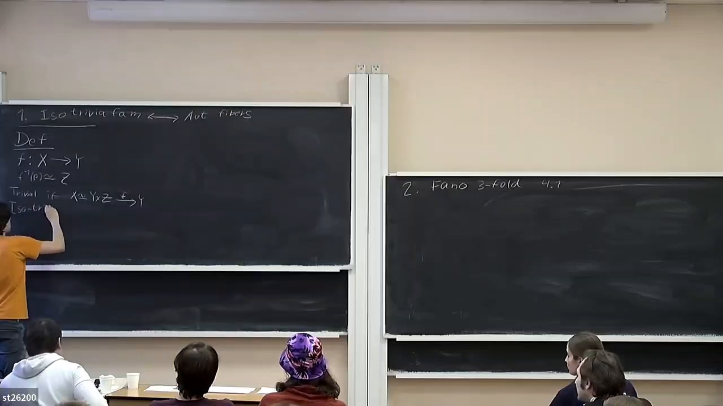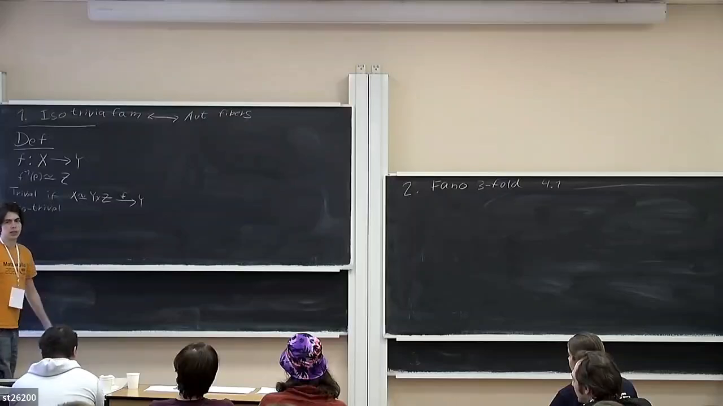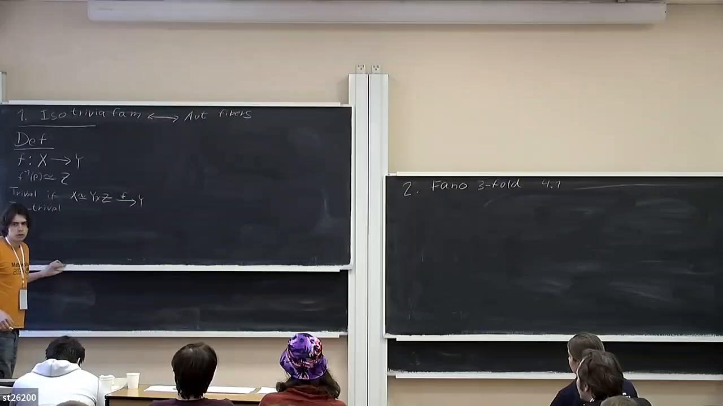So we want to use what type of variety? Smooth projective. Okay. And over a field? Yeah, over a field, I think. It doesn't matter what field.